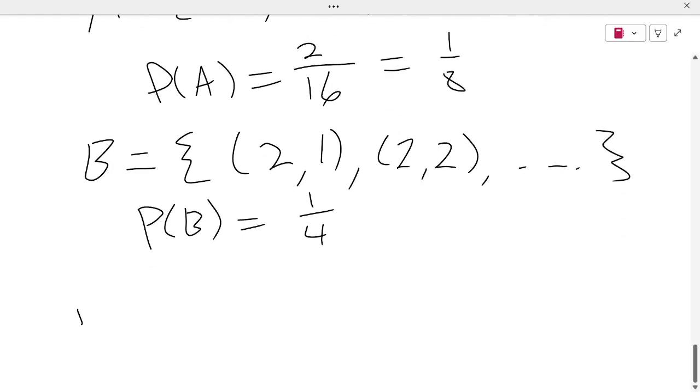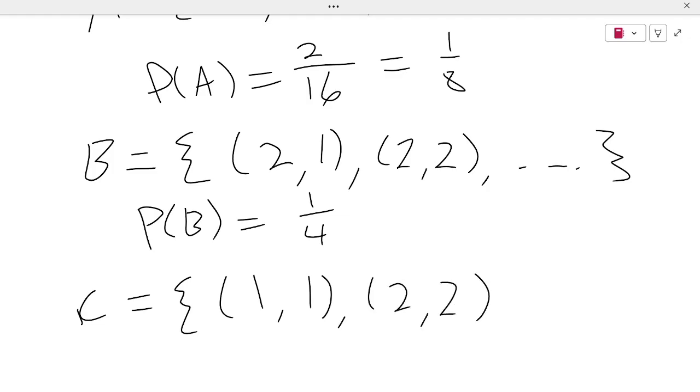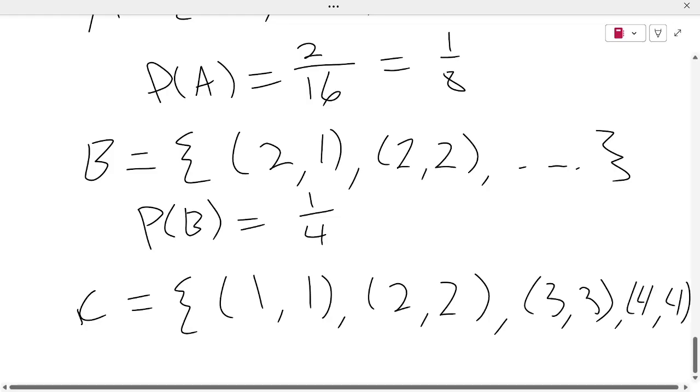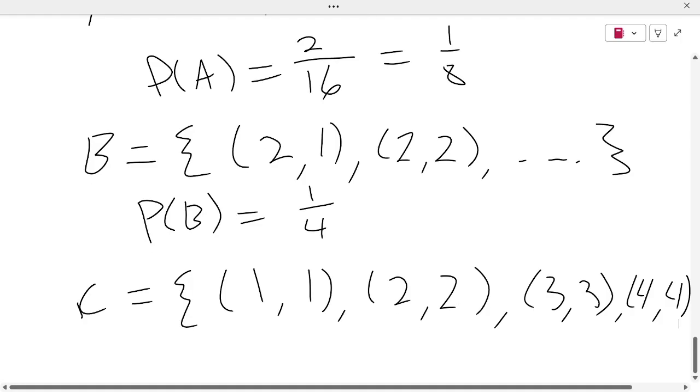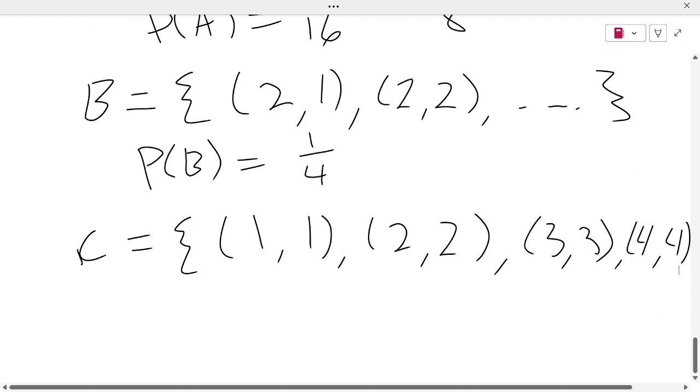Okay. C. C is that the rolls are the same. So it's either a 1, 1; 2, 2; 3, 3; or 4, 4. They just have to be the same number. And then what's the probability of this? Well, there's 4 mutually exclusive elementary events. So the probability that C happens would be 4 over 16, or in this case, 1/4.